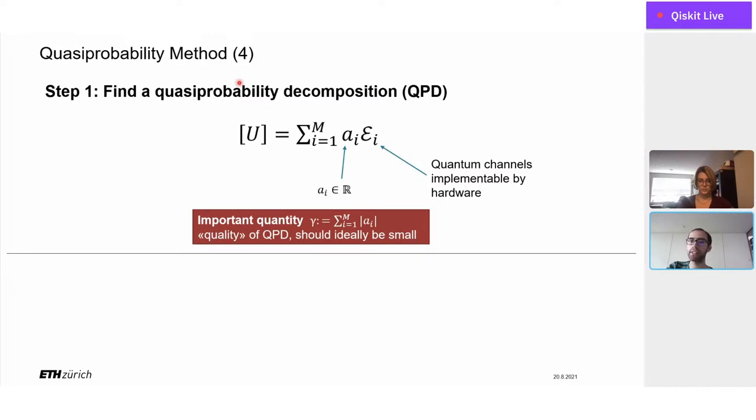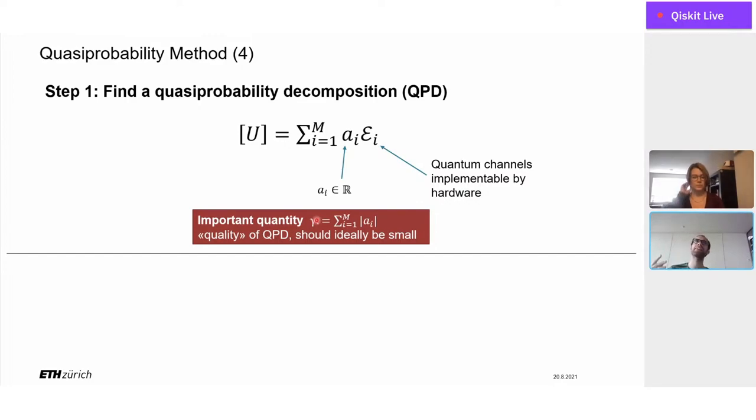So for those who are more interested in the technical details, the way you compute these coefficients a_i is by what is called a linear program. And there's one very important quantity for such a quasi-probability decomposition, that's the so-called gamma factor. It's basically the sum of the absolute values of the a_i. And in a certain sense, it characterizes the quality of your quasi-probability decomposition. Why exactly that's the case, we'll see in a few slides. But I think it's important already to mention here so you recognize later on exactly what the gamma factor is.